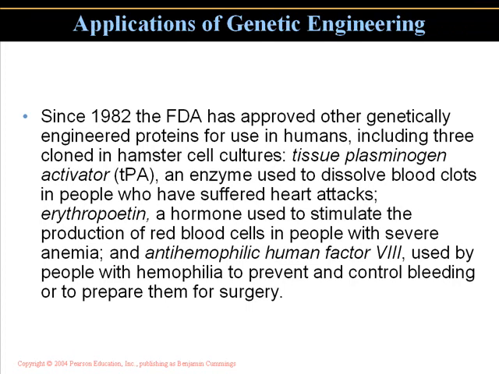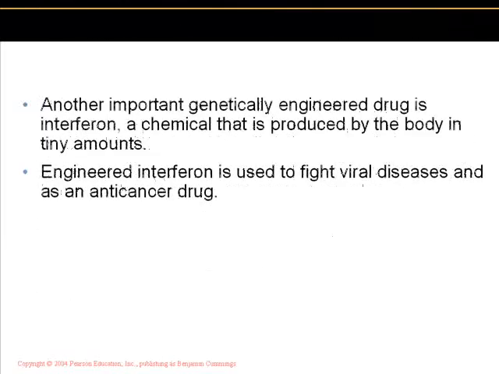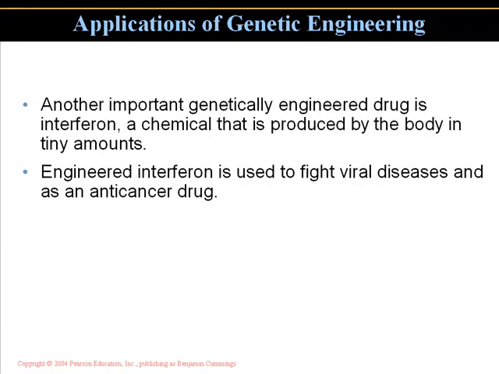Also in 1982, the Food and Drug Administration approved a genetically engineered protein for humans. Cloned hamster cell cultures produce tissue plasminogen activator, or TPA, an enzyme used to dissolve blood clots. E. coli is also used to produce erythropoietin, which was originally produced only in the kidneys. It is a hormone used to help people with severe anemia. Anti-hemophilic factor 8 is also now produced using genetic engineering. So some very important applications.